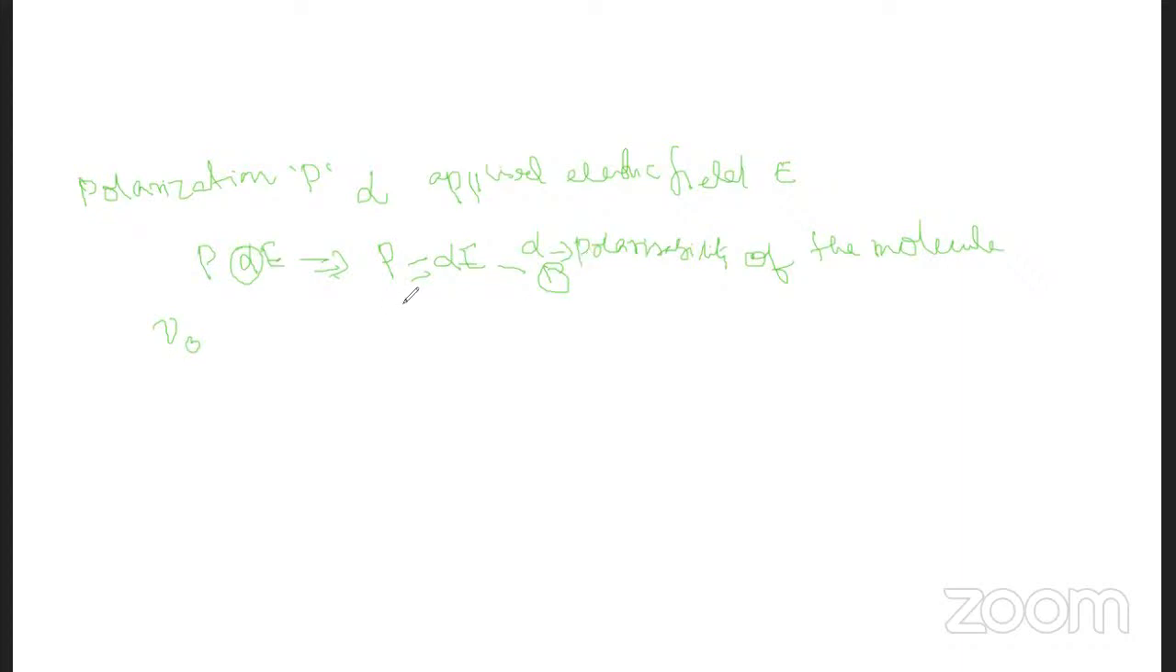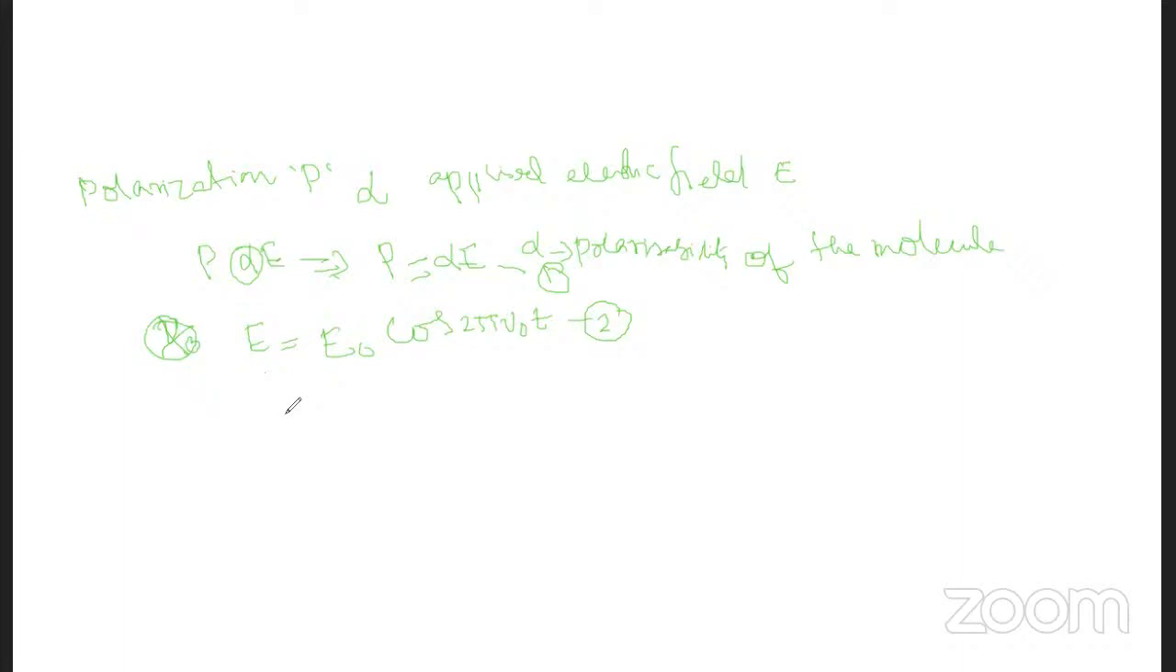That electric field which the molecules experience we can write in mathematical terms as E equals E naught cos 2 pi nu naught t. This is the varying electric field of each molecule, where nu naught is the frequency of the incident radiation.